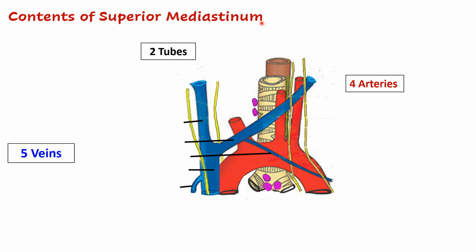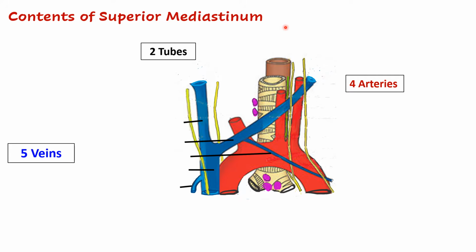Let us look at the contents of superior mediastinum. Now you have to visualize the structures that are present deep to the manubrium sterni and in front of thoracic vertebra. So now you can imagine those structures which will be going into the neck, or the blood vessels which need to supply the head and neck and the upper limb.